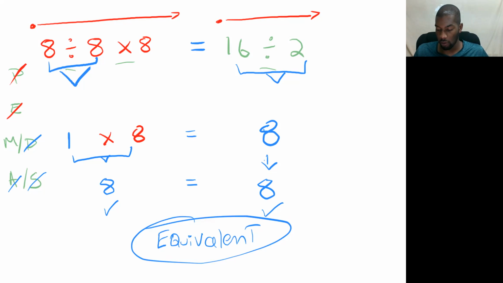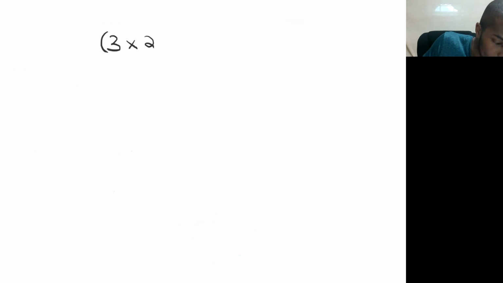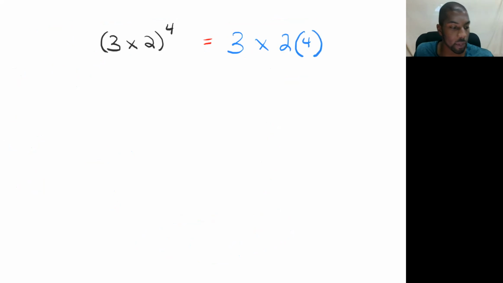I'm excited, aren't you? Ah, tricky one. Here we go. I have 3 multiplied by 2 in parentheses to the 4th power. Ooh, first time we've seen this. Equals 3 times 2 times 4. Ooh, I like this problem. There's a lot going on here. So let's start at the beginning. I notice that I have parentheses and I have multiple operations. I've got exponents, I've got multiplication, I've got parentheses, I've got everything. So what I'm going to need? I'm going to need PEMDAS.